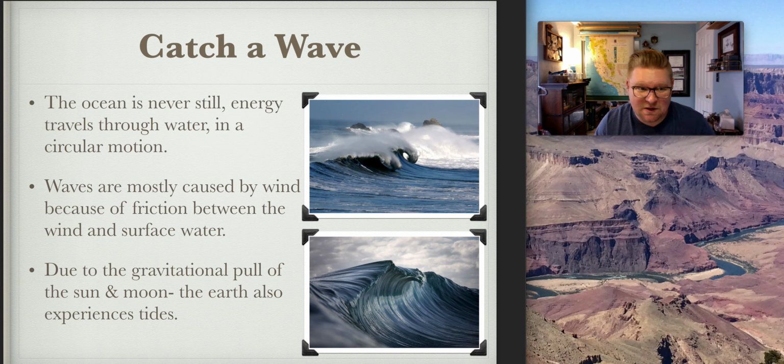Waves are mostly caused by winds because of friction between the wind and the surface. So as the wind is blowing upon the surface of the ocean, it actually transfers, because of friction, energy from the wind into the ocean itself. Now, also due to gravitational pull of the sun and the moon, the Earth will experience tides, which is another type of energy that is transferred. So there's many different types of waves. The best way to identify them is based off of some of their attributes, which we'll talk about in a moment. But here are some classic photos of some breaking waves.